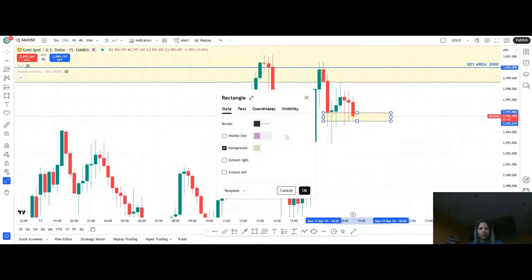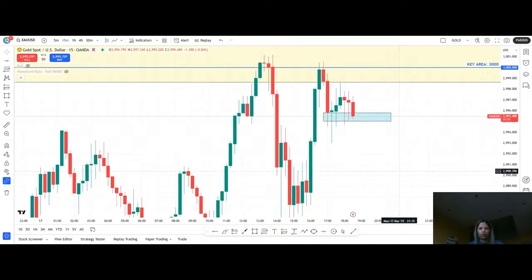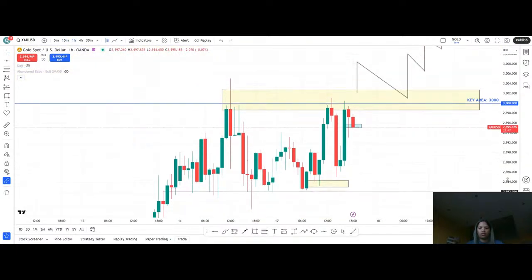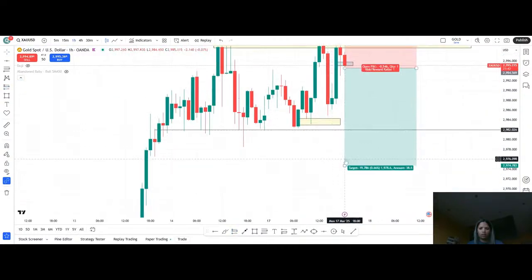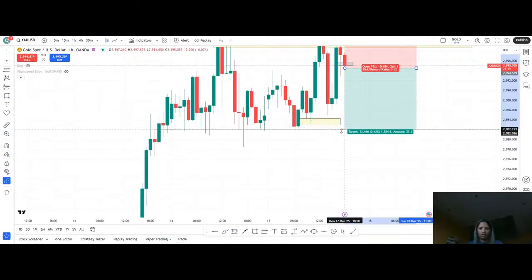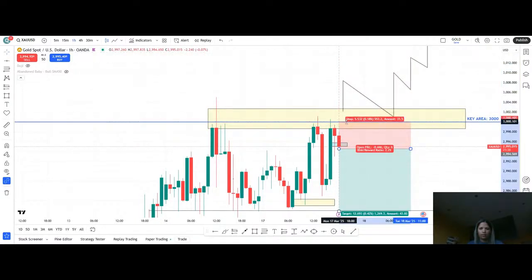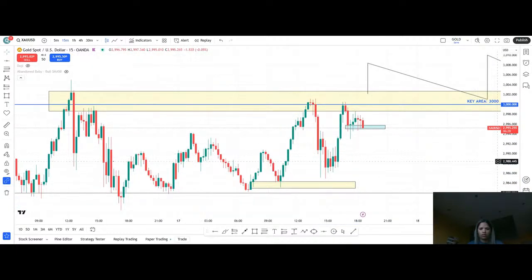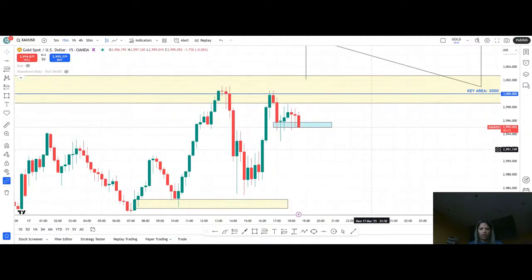I'm gonna change this now to blue. Let's see if we get a break here below these lows. Because what would be nice is if we can maybe check... This is also a liquidity grab setup. If you go from here and you ride it all the way down to here, and then obviously your stop loss needs to make sense. So let's see if we're gonna get the break there.